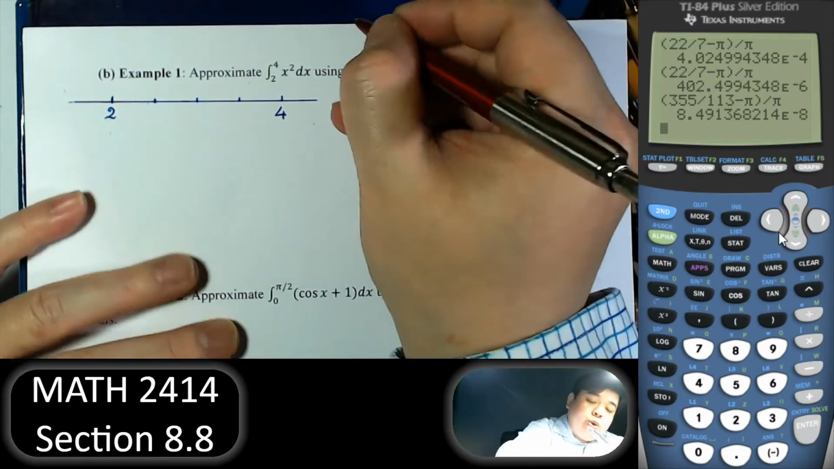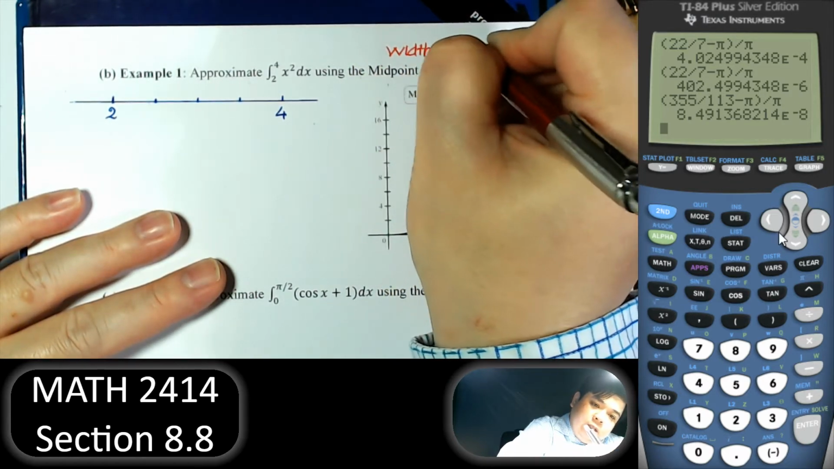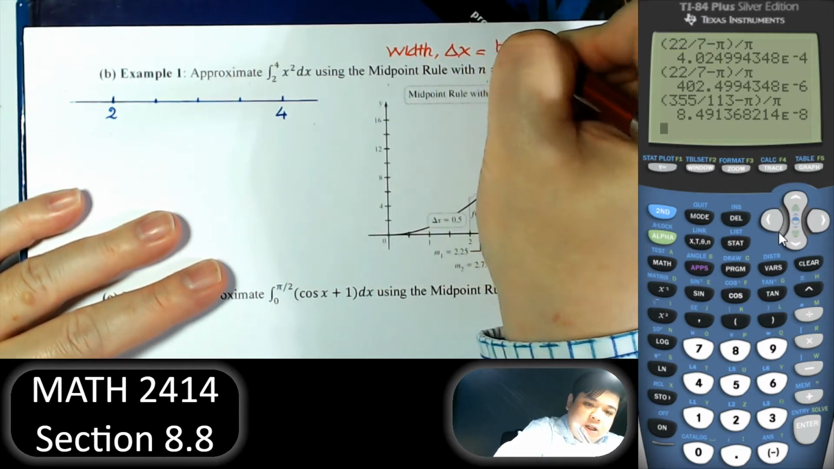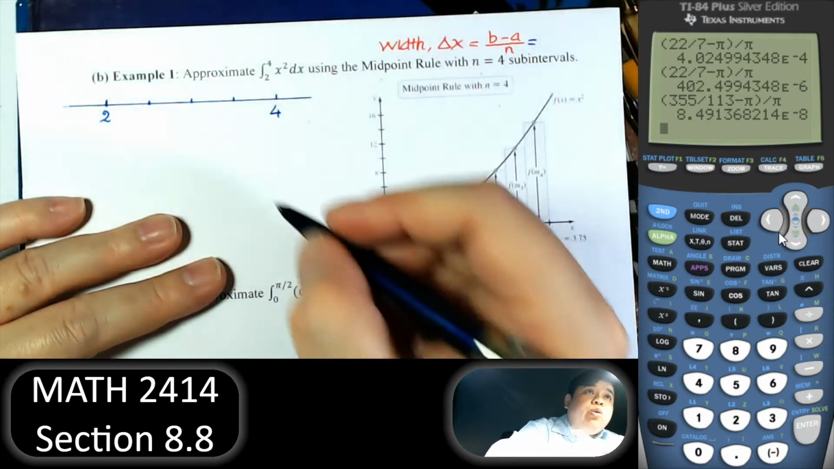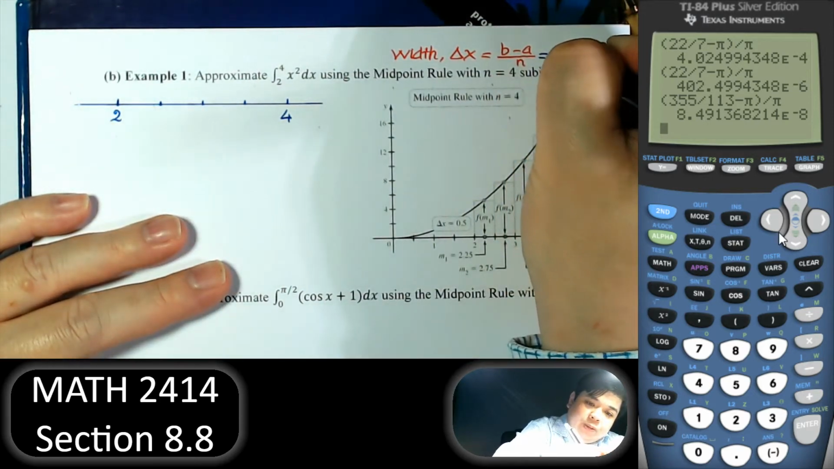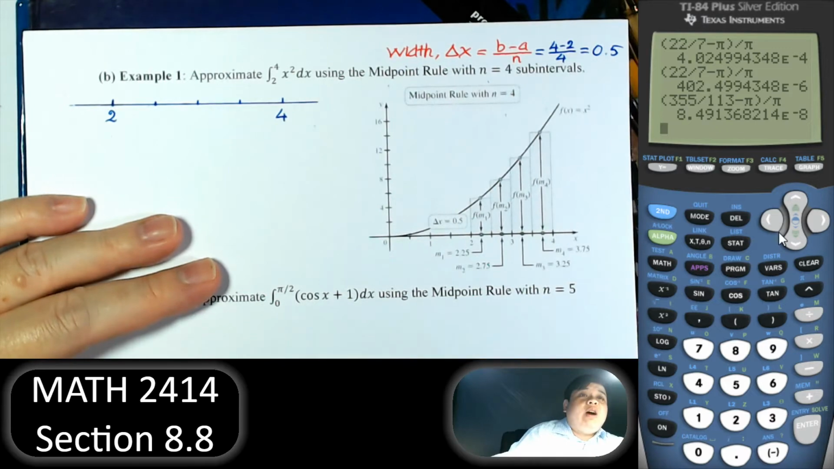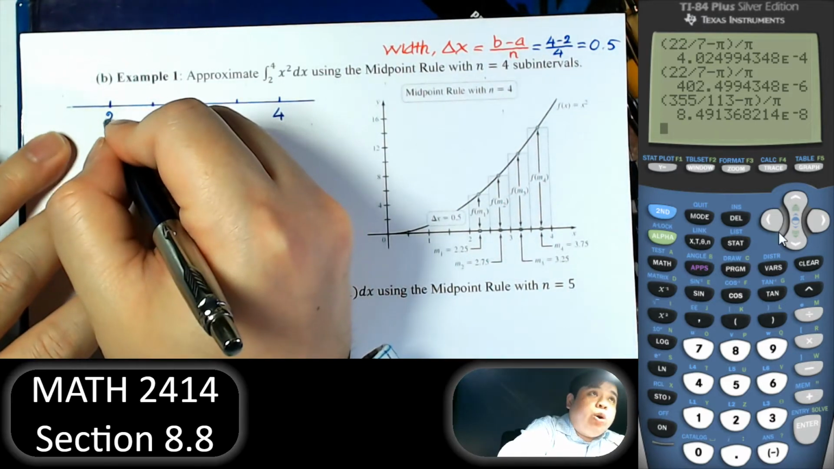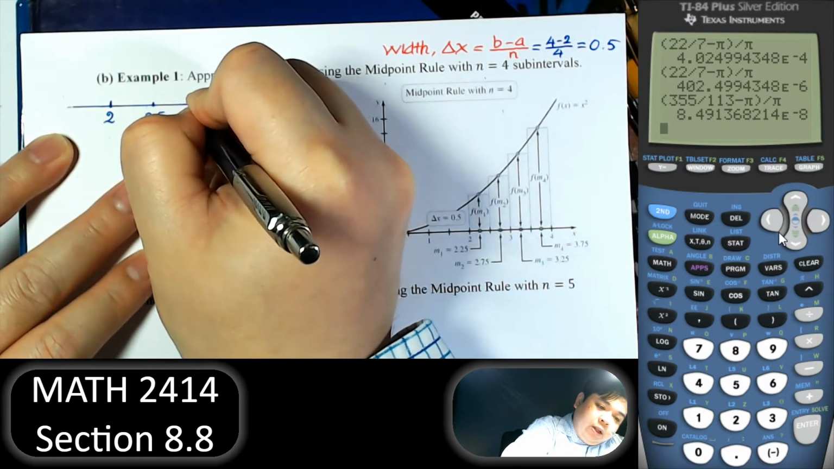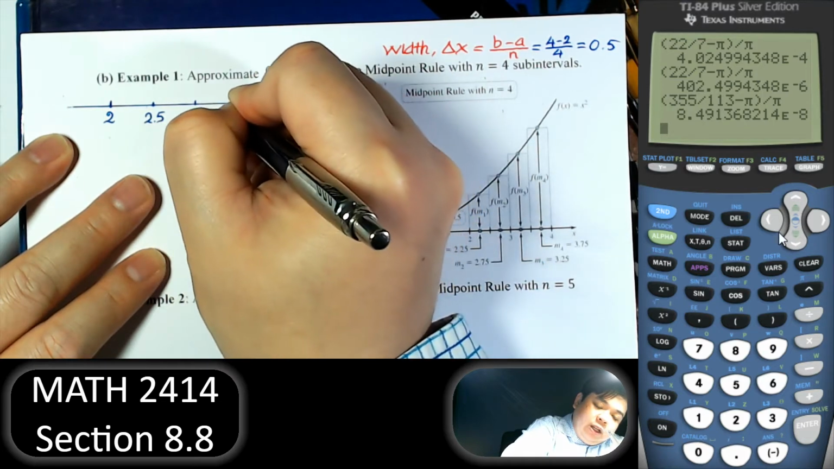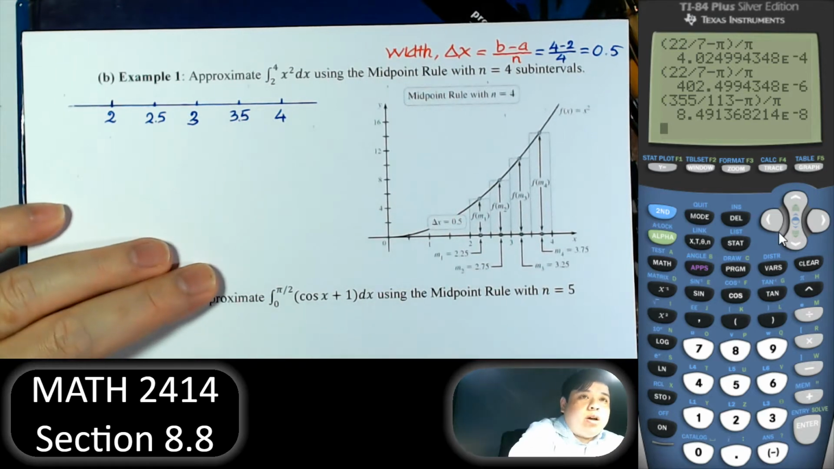Like I said, the first thing we do is find the width, delta x, which is equal to b minus a divided by n. In our particular problem, going from 2 to 4, 4 minus 2 divided by 4 is 0.5. So 0.5 is the width of one interval. So we go from 2, add the width, 2.5, and then 3, 3.5. So those are the points.